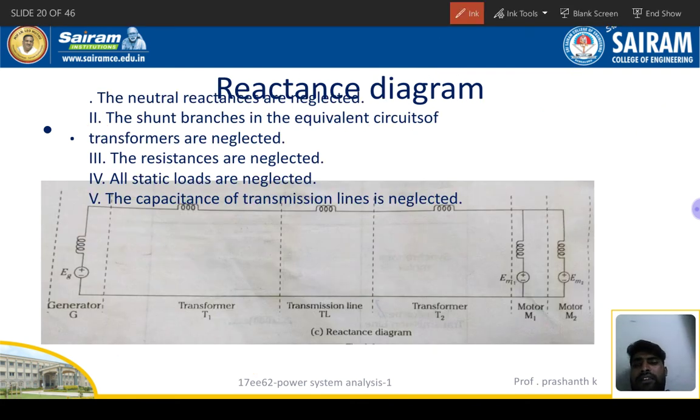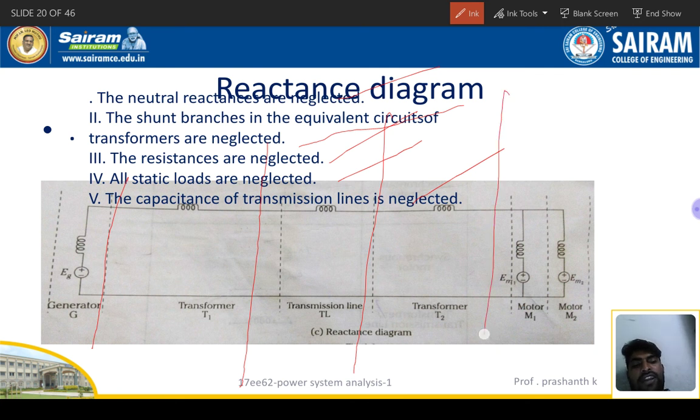In the reactance diagram, first, neutral reactances are neglected, and shunt branches of all the equivalent circuits must be neglected. The resistances are neglected, all static loads are neglected, and the capacitance of transmission lines is also neglected. By reading the title itself, we can say only reactance is present. All those other things will be eliminated. This one is the generator, this one is the transformer, this one is the transmission line, this one is the transformer again, and this one is the load. All the resistances are eliminated, and only the reactance part will be there in the circuit diagram.